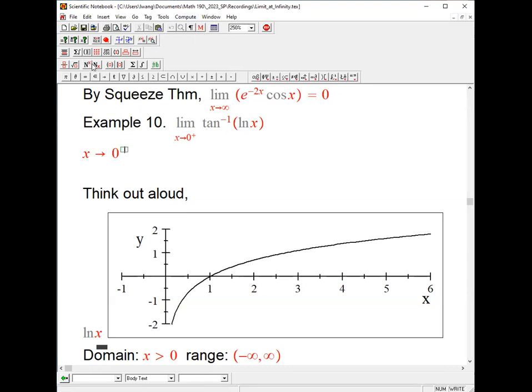So when x is approaching 0 from larger than 0, ln x approaches negative infinity. Well, with ln x approaching negative infinity, which property would apply here? This piece would apply here.